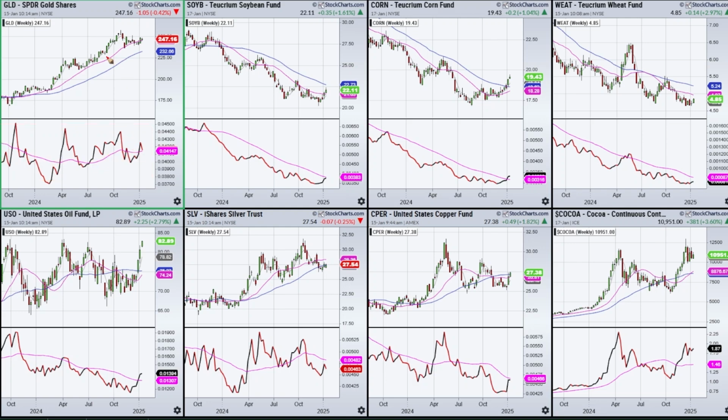Now, the interesting thing is that look at the move that gold has made, and it's only basically just kept pace with the S&P. It hasn't actually outperformed, even though it's made a pretty significant move here.